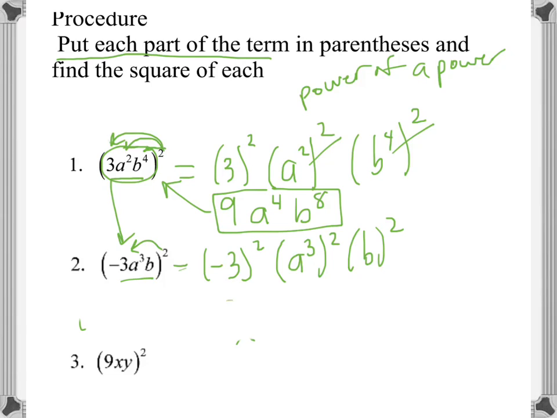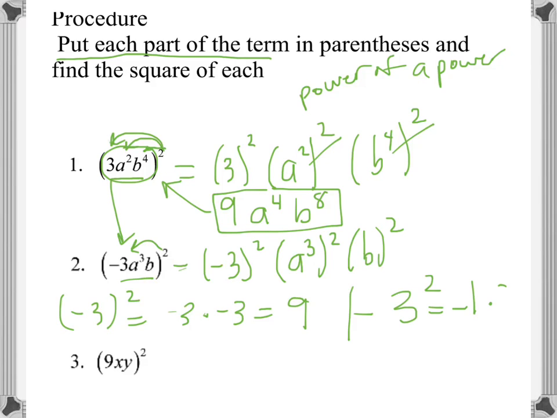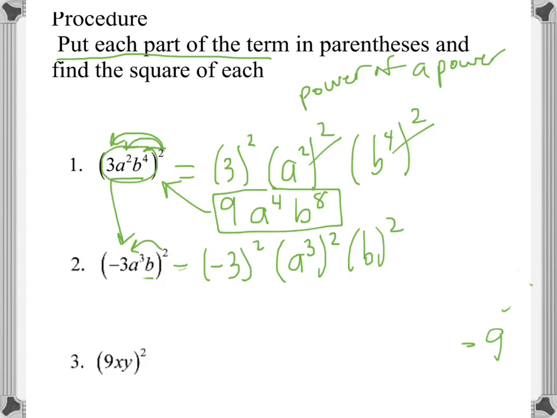Now be careful about negative 3 quantity squared. Negative 3 squared means negative 3 times negative 3, and that's going to be positive 9. This is not the same thing as this. Negative 3 squared is the same as negative 1 times 3 squared, because the base of that exponent of 2 is just 3, it's not negative. Or we could think of it as the opposite of 3 squared. 3 squared is 9, so the opposite of that is negative 9. But here we're doing negative 3 quantity squared.